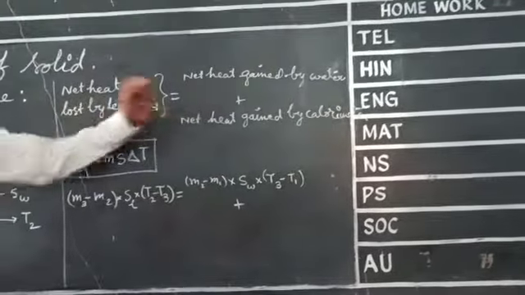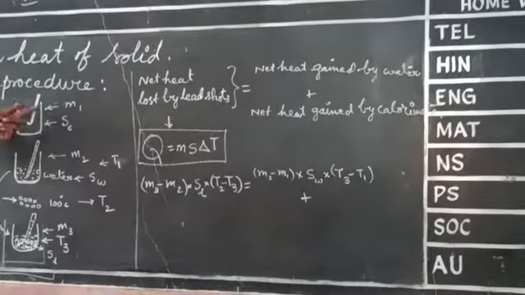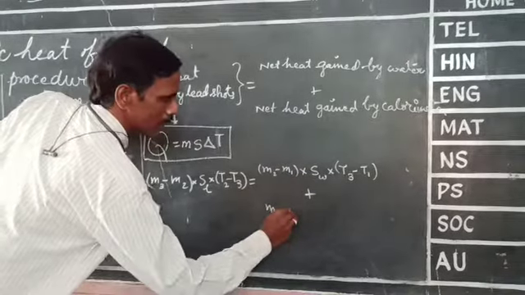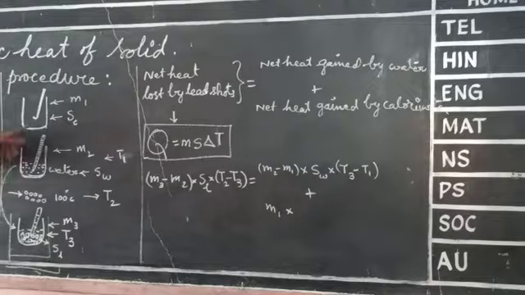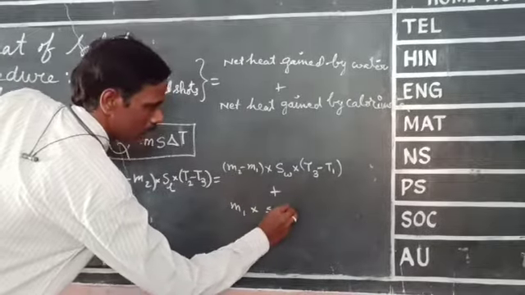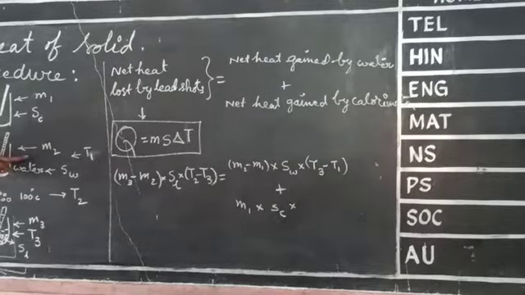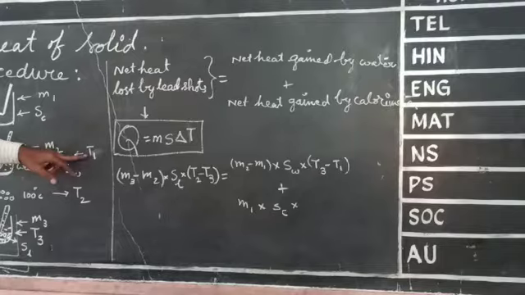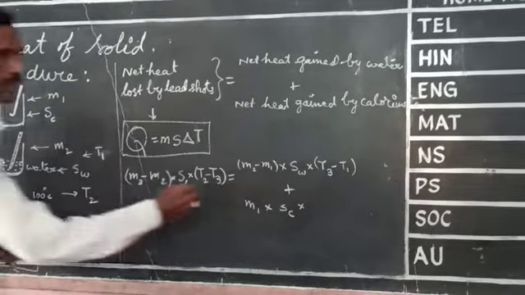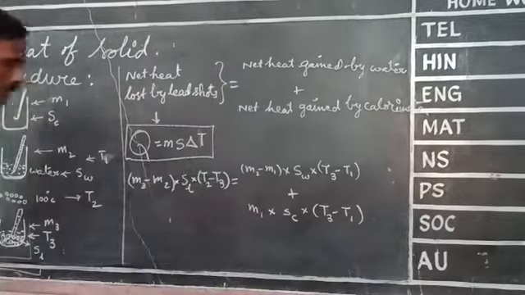now net heat gained by calorimeter. What is the mass of calorimeter? Simply it is M1, into the specific heat of calorimeter SC, into the change in temperature. Initially the calorimeter is at T1 and finally it reaches T3. So the change in temperature is again T3 minus T1.